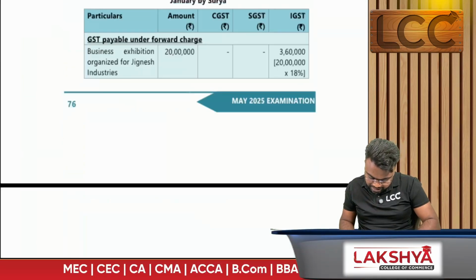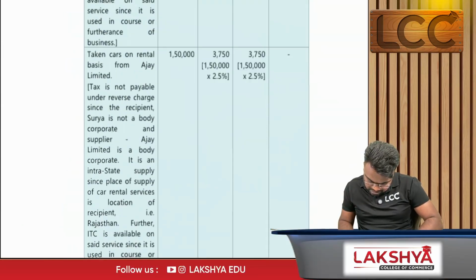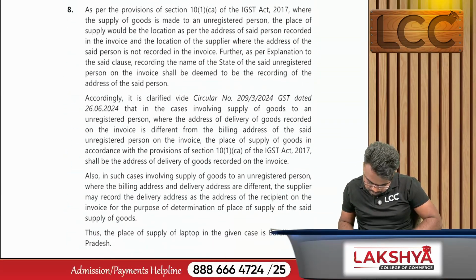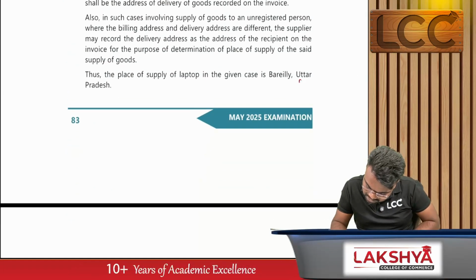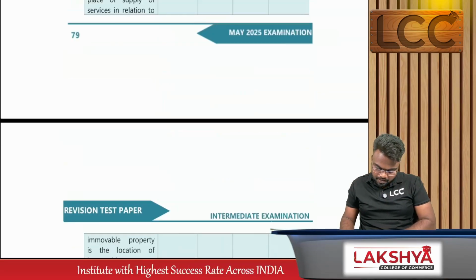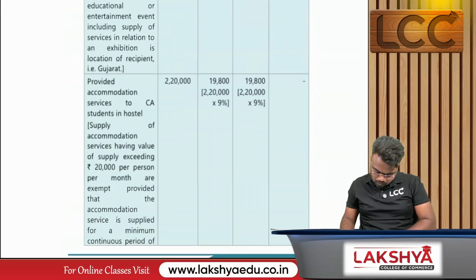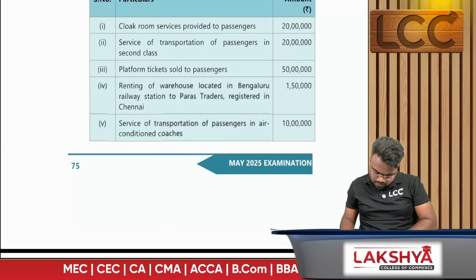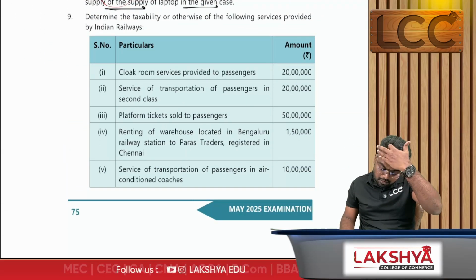So this is question number 8. Let's see what is the answer given here. Place of supply is Uttar Pradesh. Clear? Clear. Okay, sir. Next, what is question number 9?